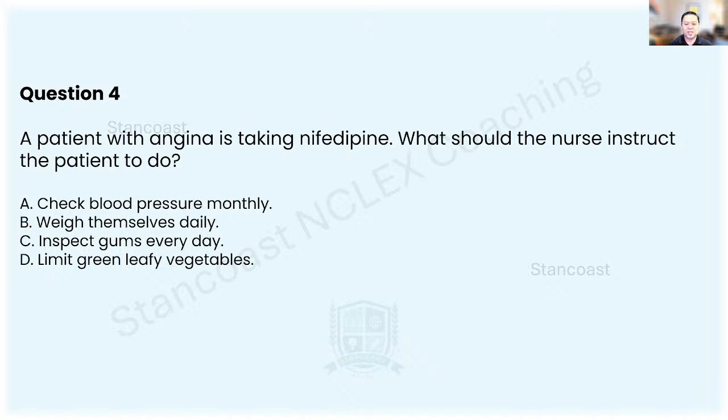A patient with angina is taking nifedipine. What should the nurse instruct the patient to do? Is it A, check the blood pressure monthly, B, weigh themselves daily, C, inspect gums every day, and D, limit green leafy vegetables? What's your answer here, guys?